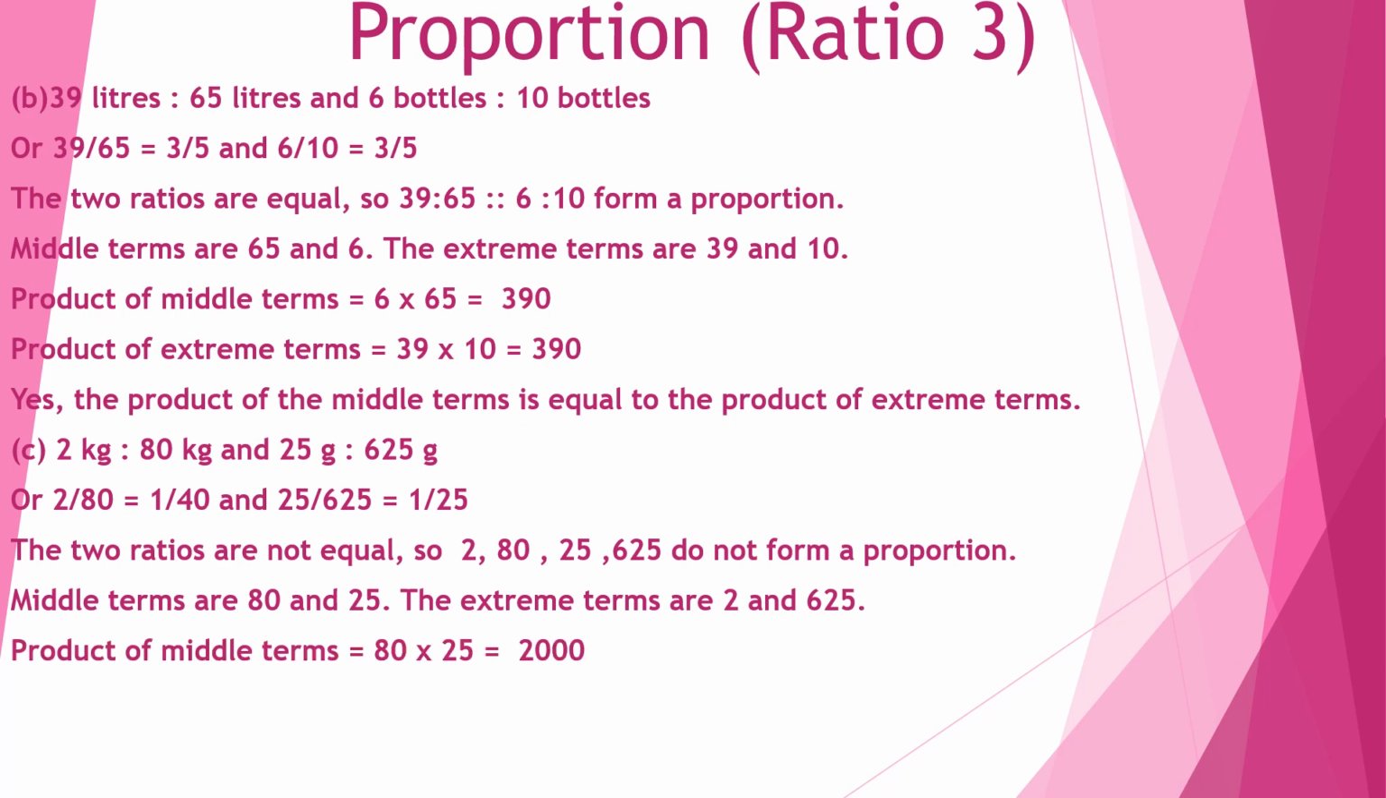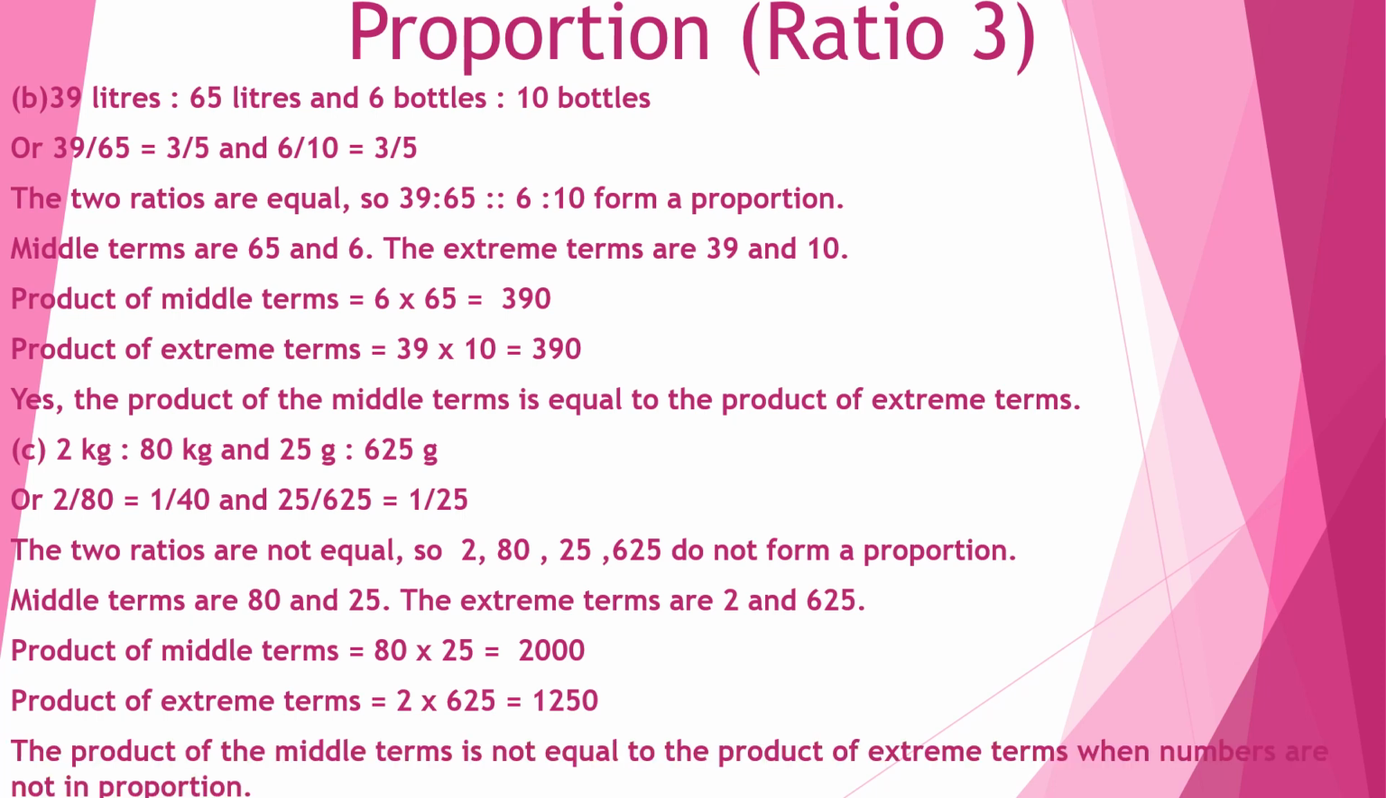Product of middle terms is 80 into 25. Product of extreme terms is 2 into 625. The product of the middle and the extreme terms are not equal when the numbers are not in proportion.